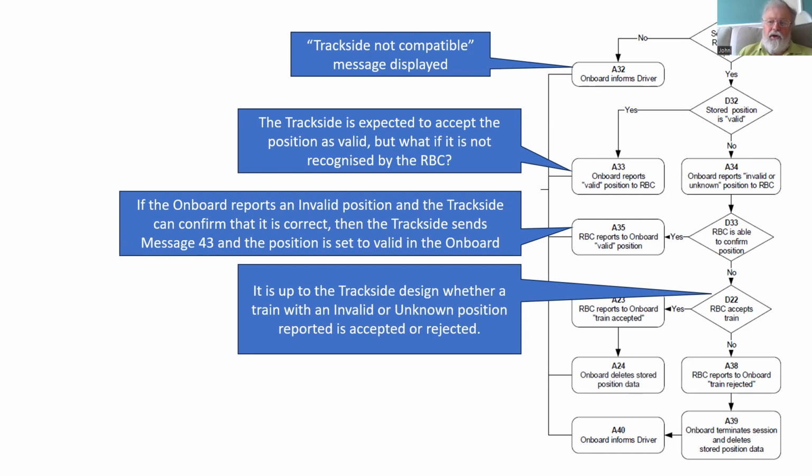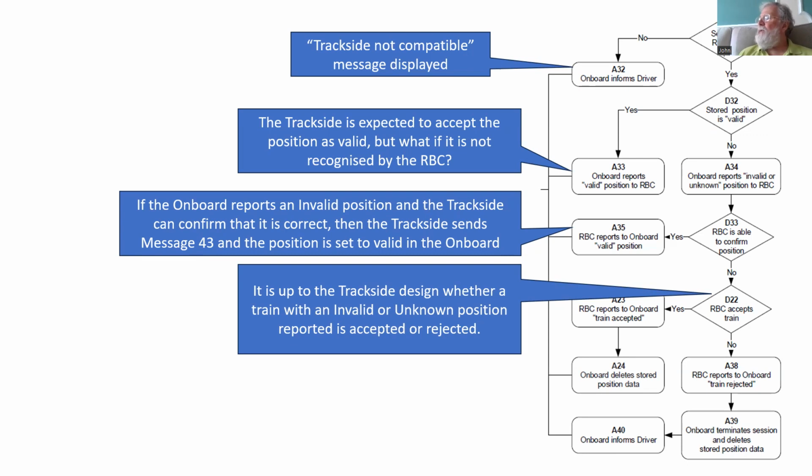If, however, the train has been into no power at any point or can't report a valid position for some reason, then it is up to the RBC to consider how to respond. And if the onboard reports an invalid position, then the trackside may be able to confirm that this is correct, in which case it will send a message 43, and the position is set to valid in the onboard, and the start emission process can continue.